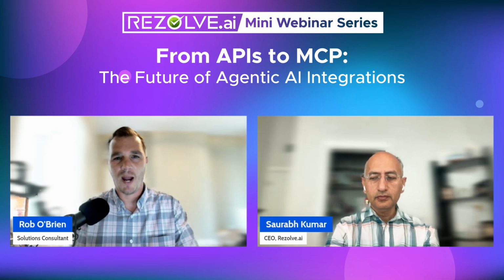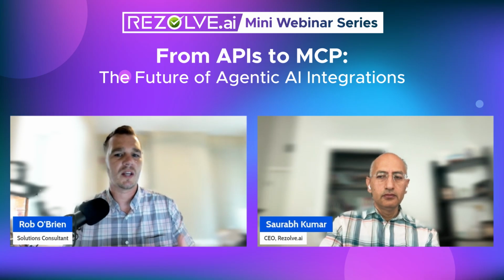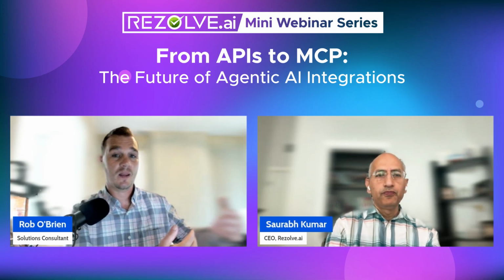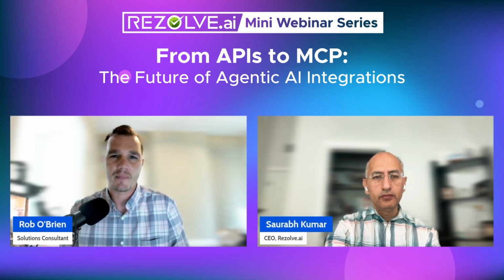So let's end on a practical note. If a company wants to take advantage of MCP, where would they start? Should they look for MCP-enabled tools, or should they begin building MCP support into their own apps?